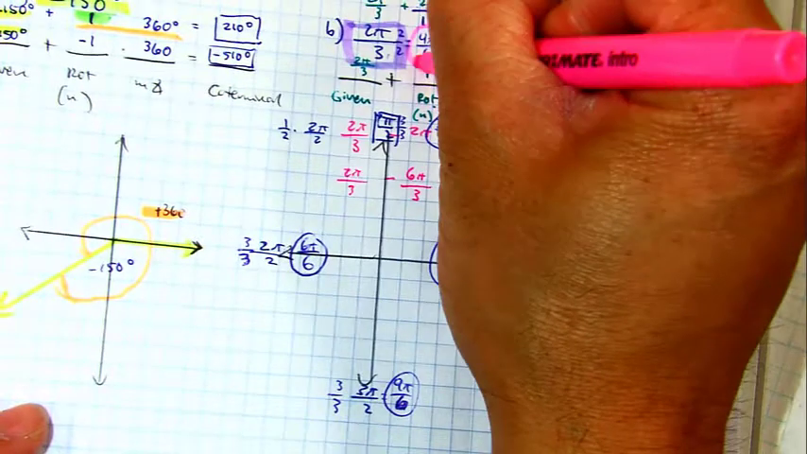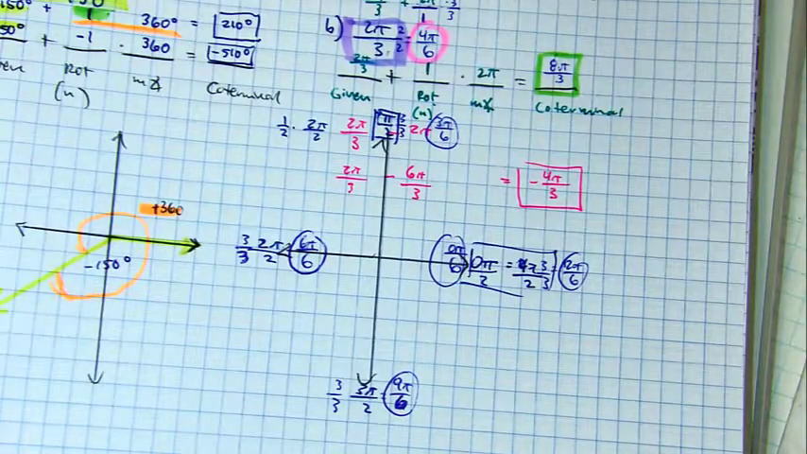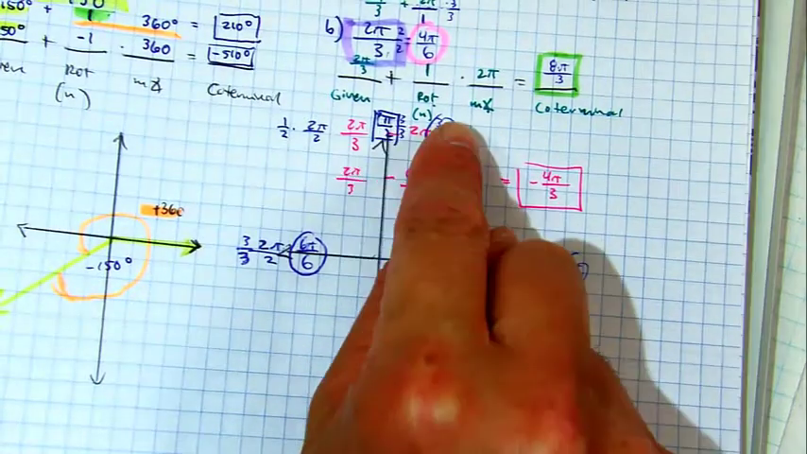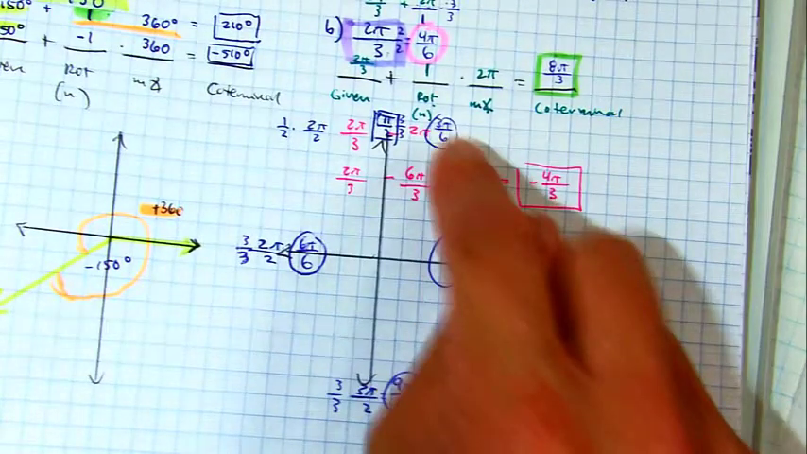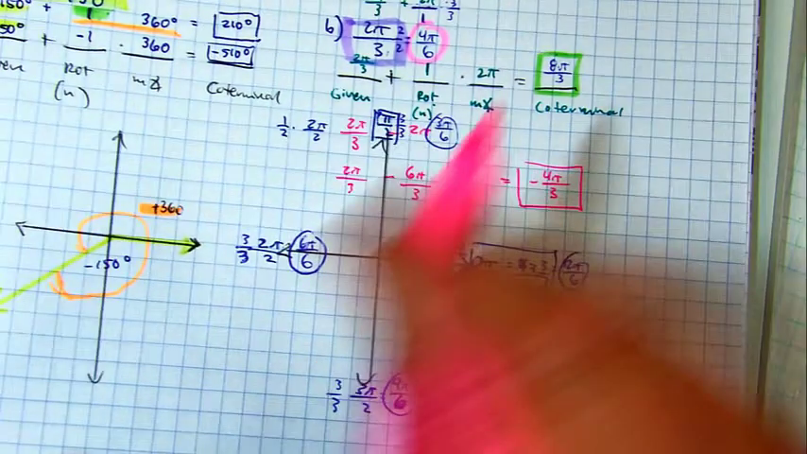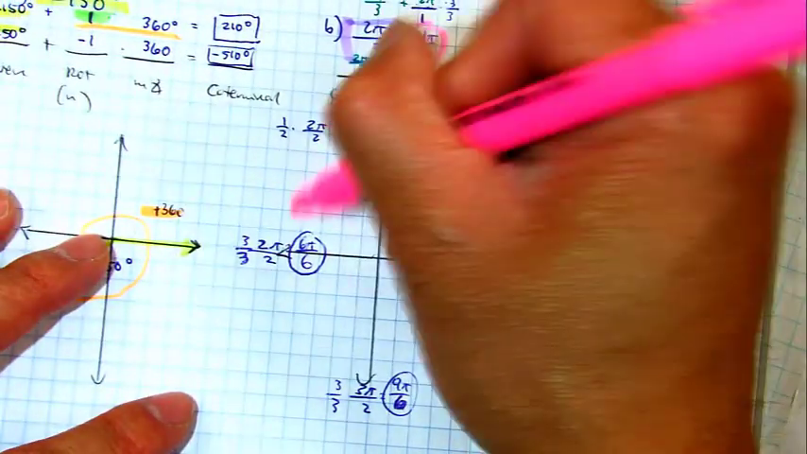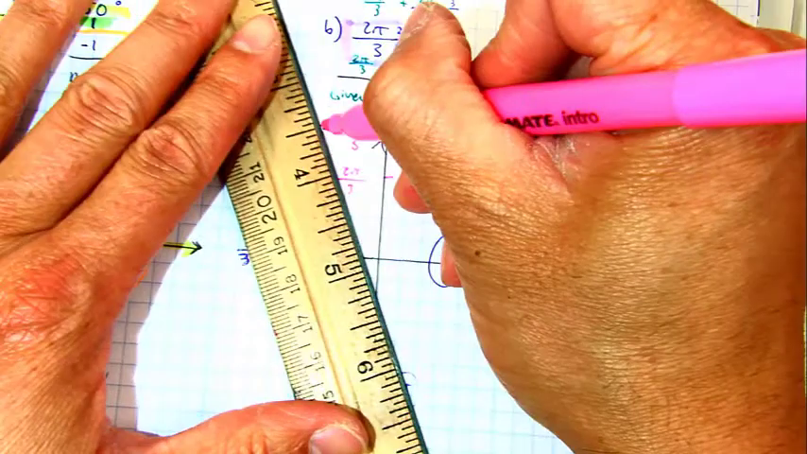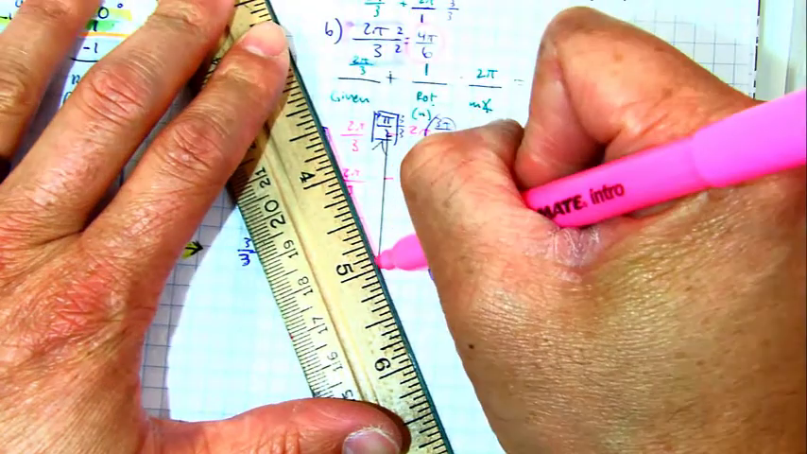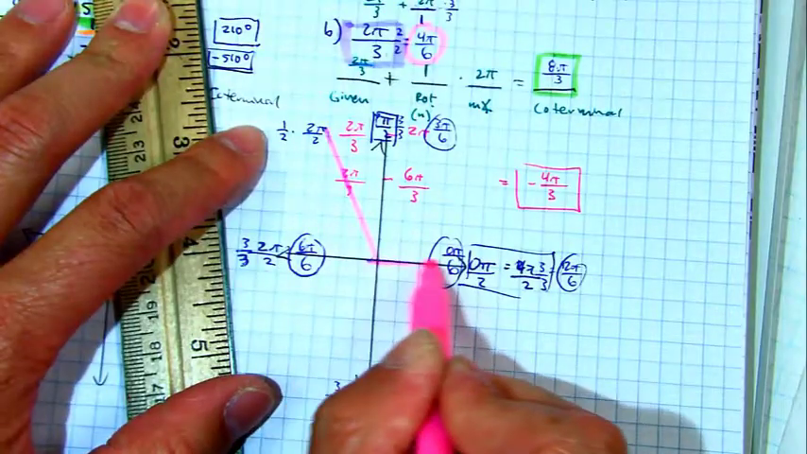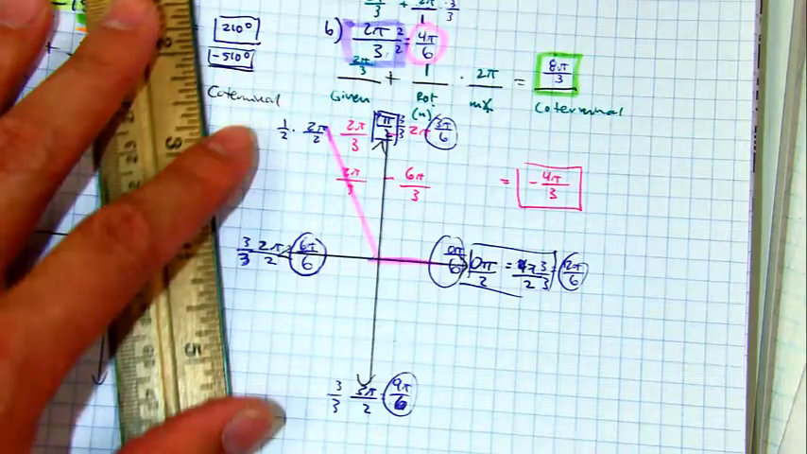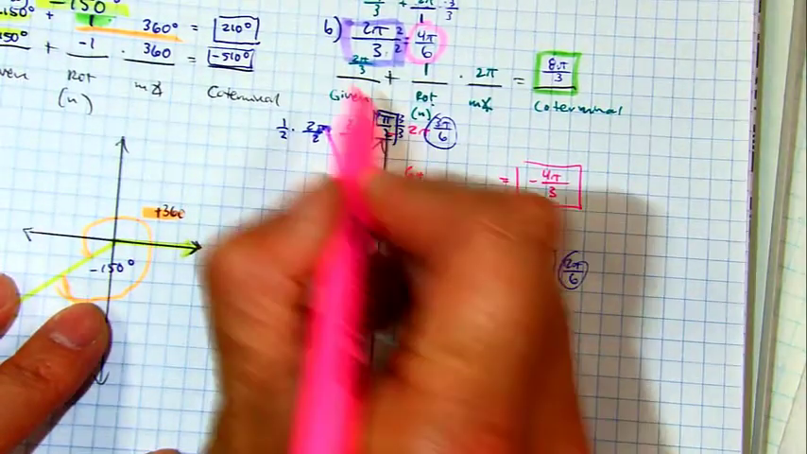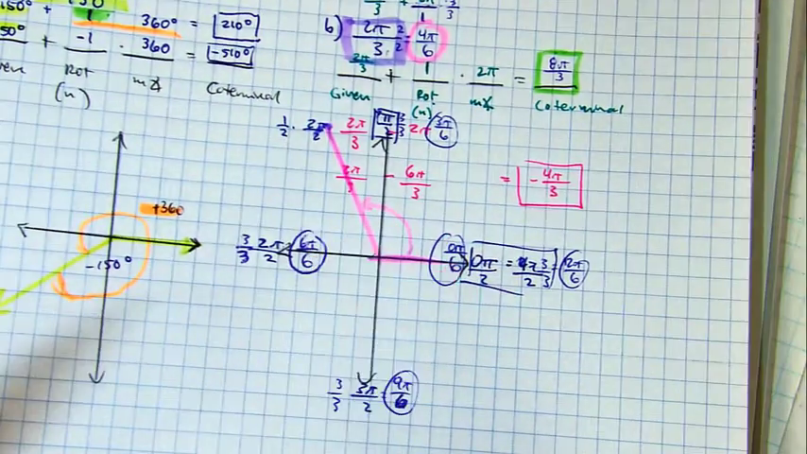And put your finger where you think 4 pi over 6 is. I have 0, I have 3, I have 6. So 0, 3, 4 is over here somewhere. And it's closer to 3 than it is to 6, so somewhere up here. And what I'm trying to show you is that, remember that is our initial, there's your terminal side. This is where 2 pi over 3 or 4 pi over 6 is.